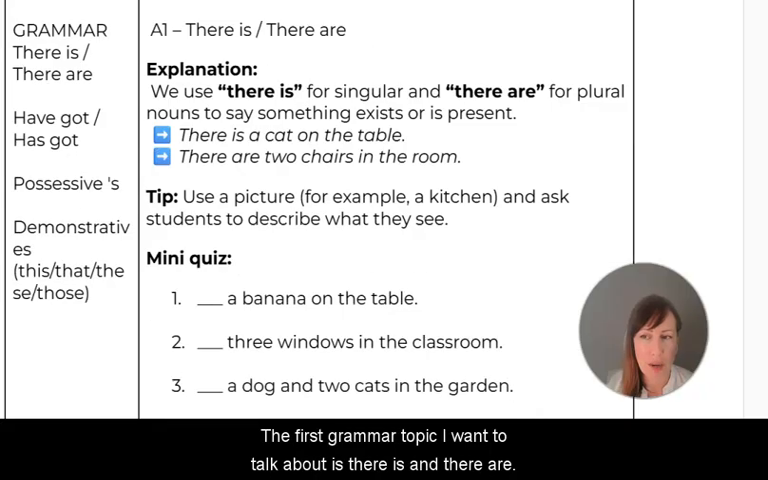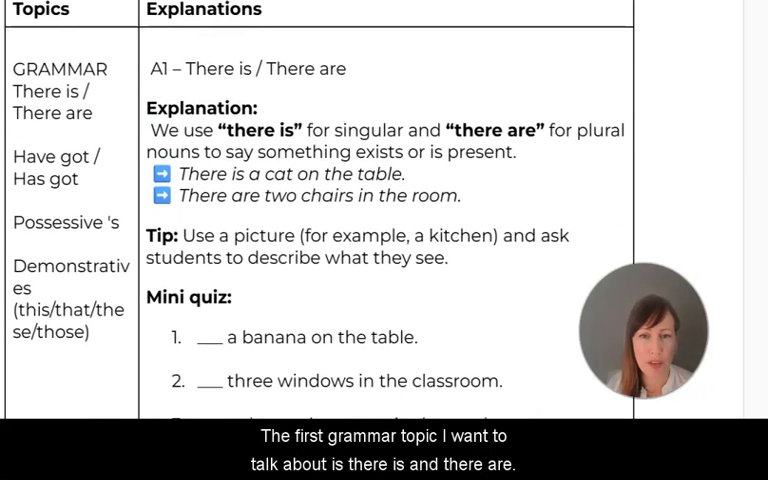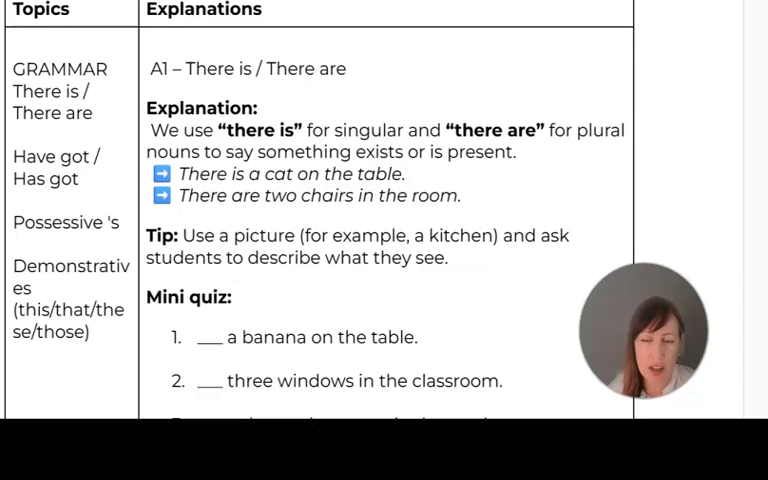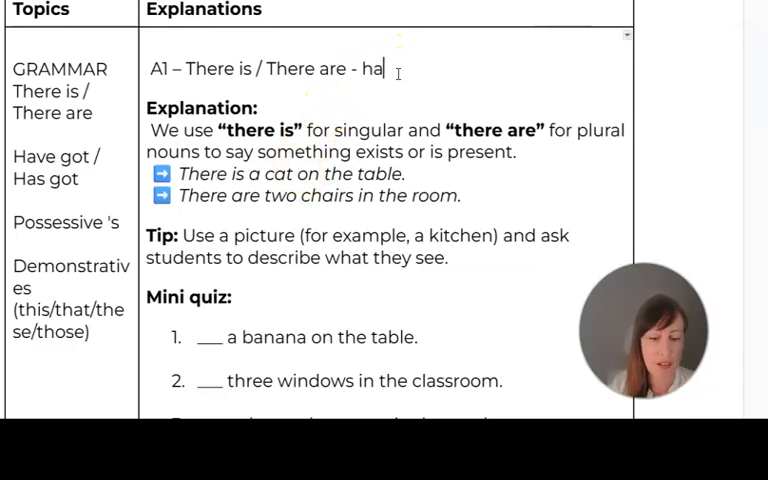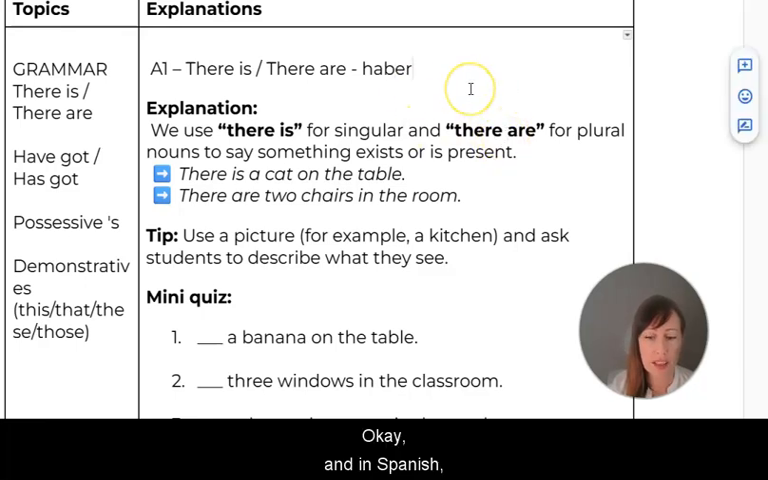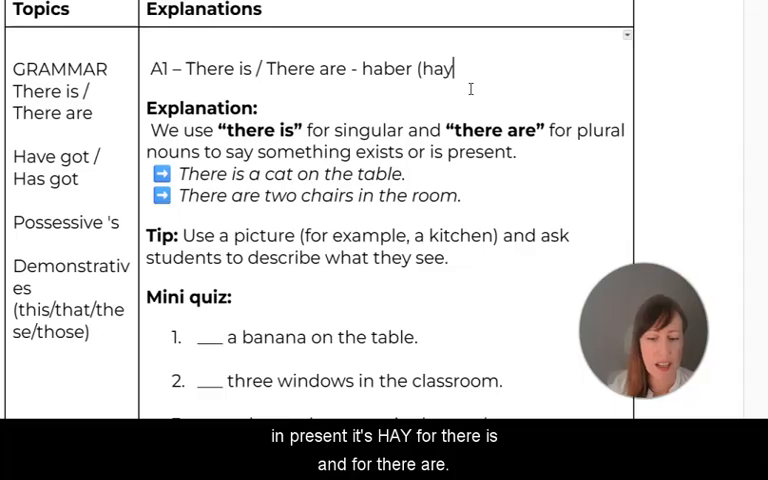The first grammar topic I want to talk about is there is and there are. We use there is for singular or uncountable. There is a cat, there is some milk. And we use there are for plural. The verb there is, there are means haber in Spanish.